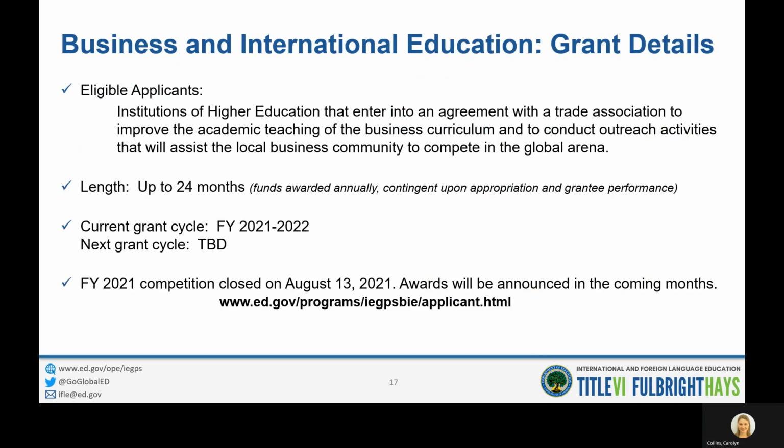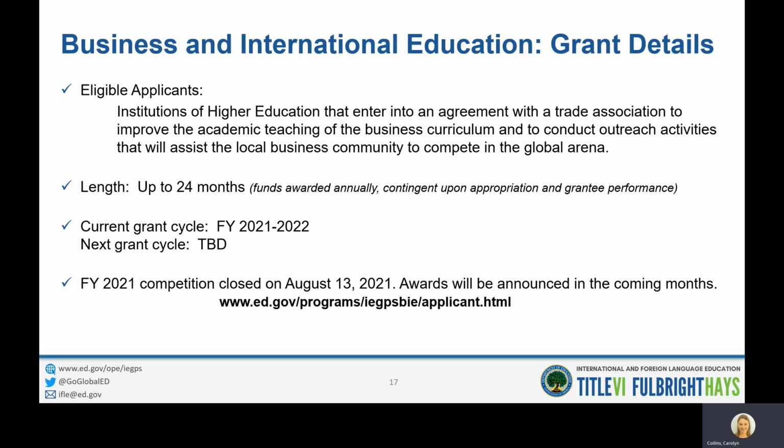So here are the grant details for the BIE program. The BIE grants can go to institutions of higher education that enter into an agreement with a trade association. The goal of that agreement needs to be to improve the academic teaching of business curriculum and to conduct outreach activities to assist local businesses as they try to compete in the global arena.